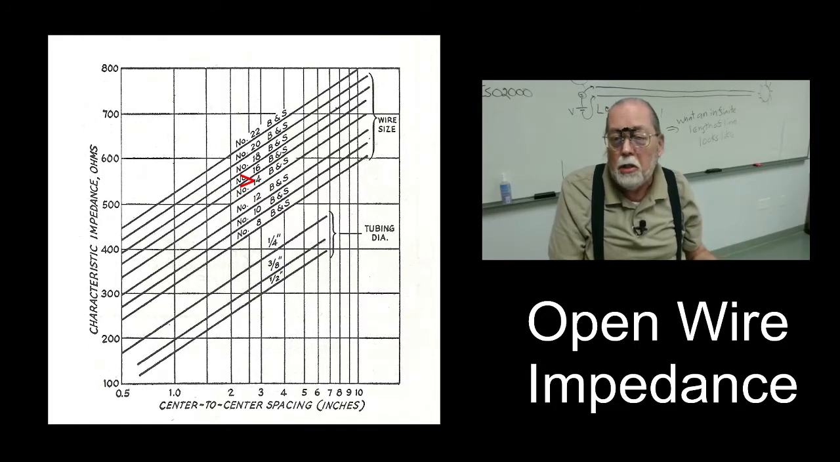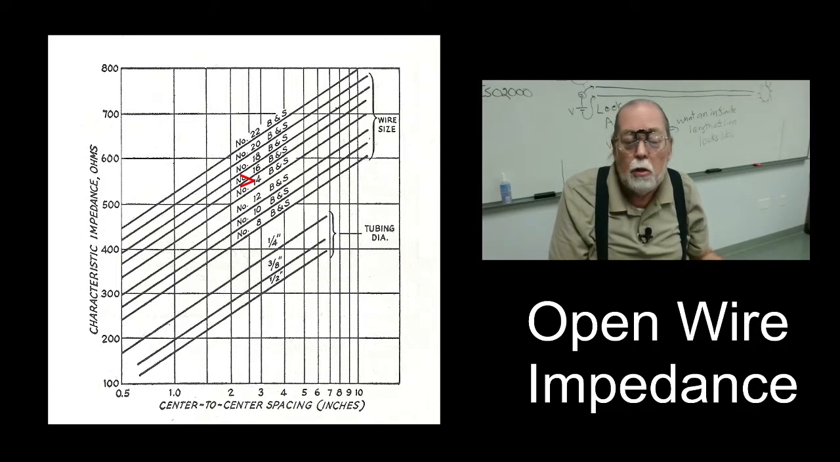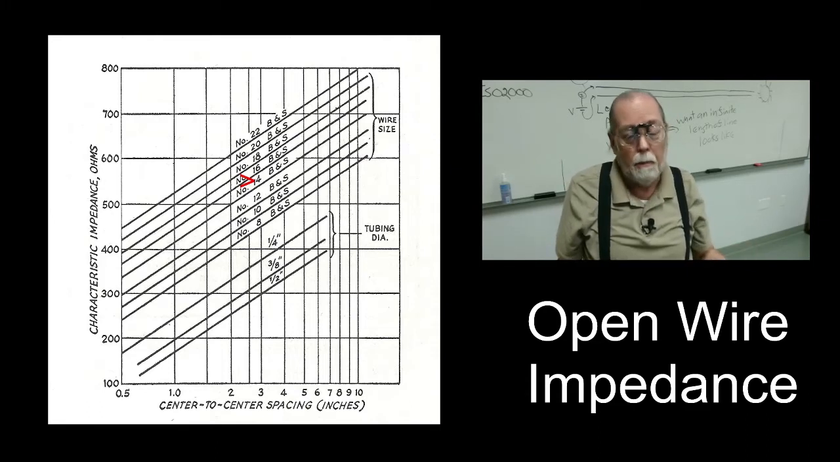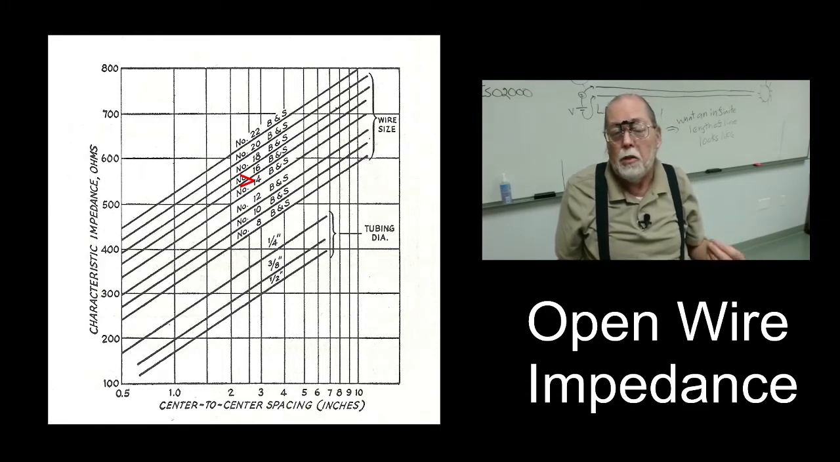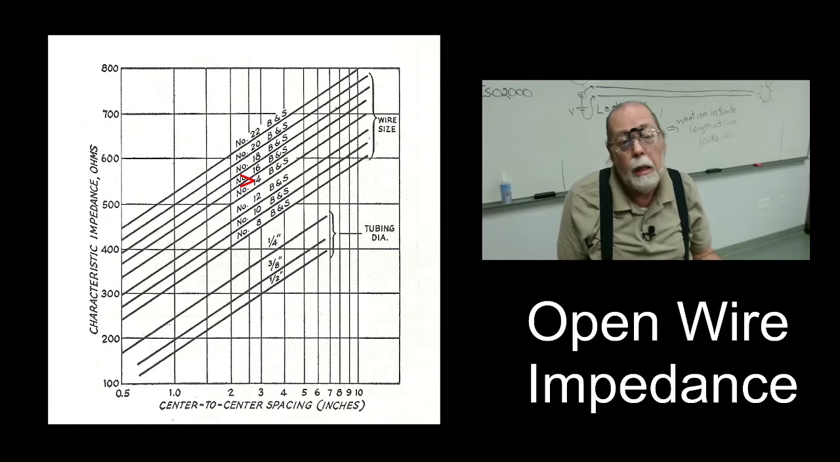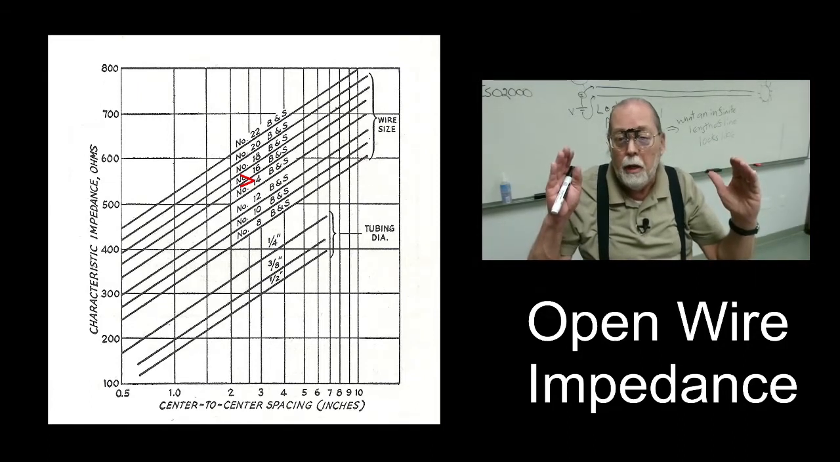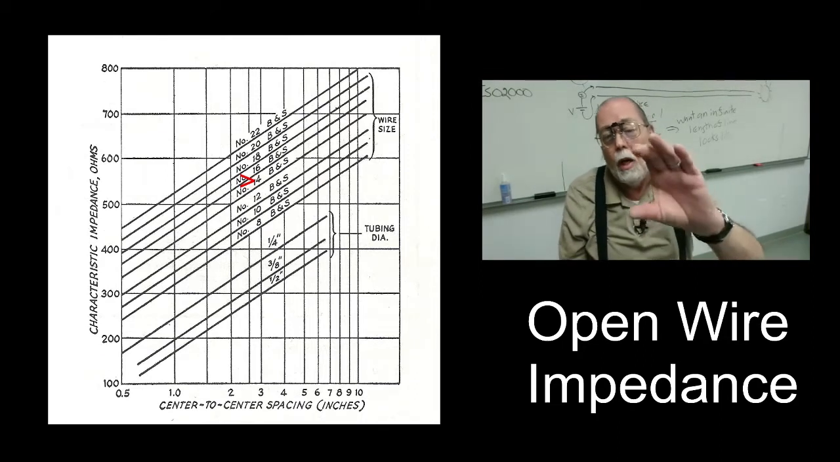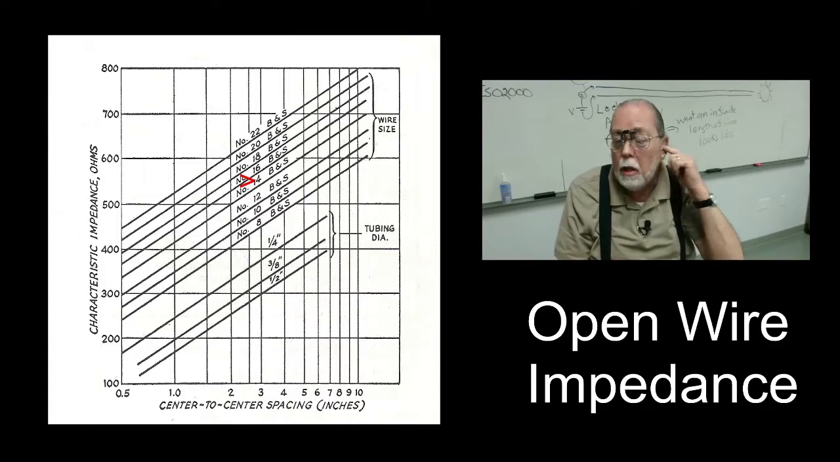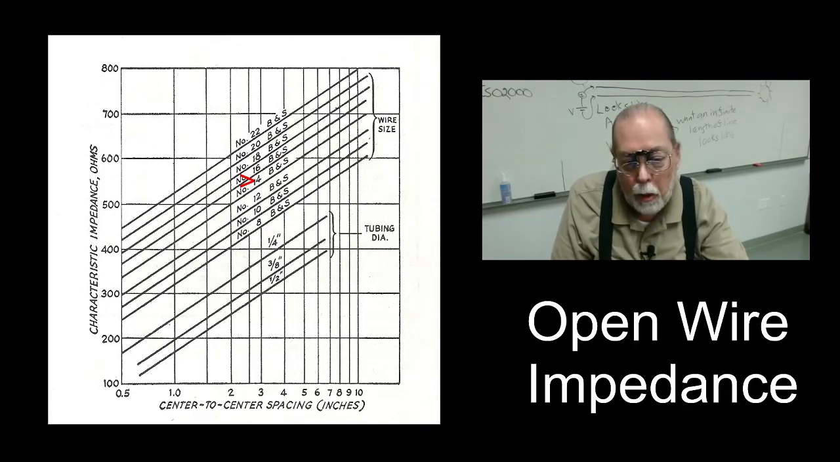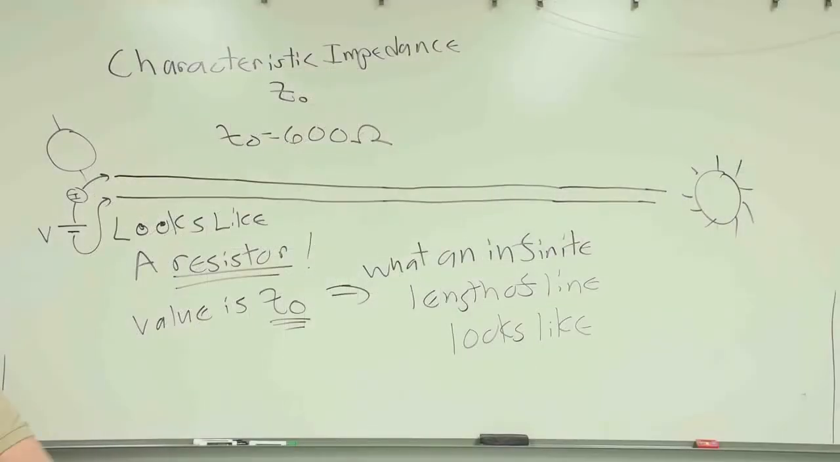In many cases, especially with open wire line, it isn't that important to know what the characteristic impedance is. But as I'm going to mention at the end of this talk, one of the uses of a transmission line is as a matching network. You can use a piece of transmission line in place of an antenna tuner. But it has to be a specific length, and it has to have a certain impedance. So in some cases, you might actually construct a piece of open wire line of the proper dimensions to get a particular characteristic impedance. Let me go back to the board here.